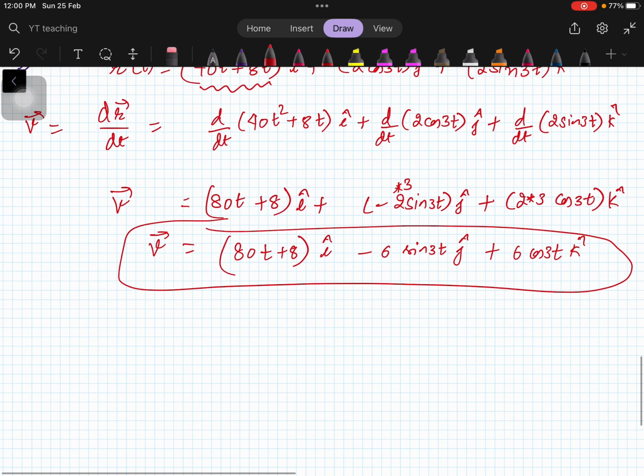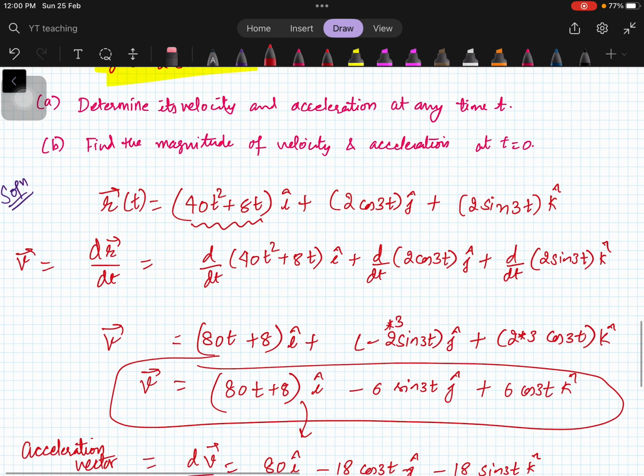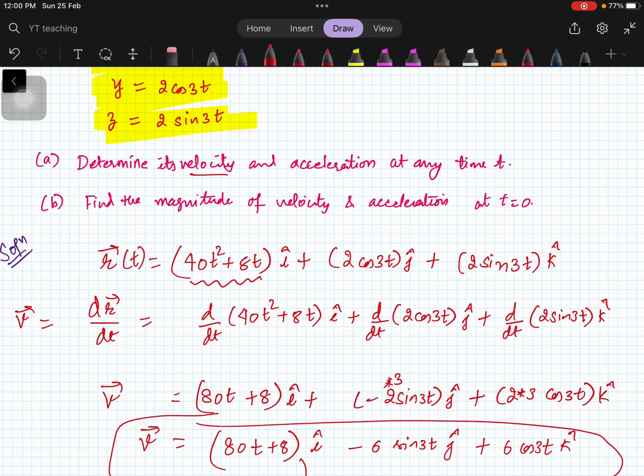Now I am looking for my acceleration vector. That is your rate of change of velocity with respect to time. I'm sorry, I'm writing the double derivative for r. So you just differentiate it once more. You'll get 80 i cap, minus 18 cos of 3t j cap, and then minus 18 sine of 3t k cap. So this is the first thing, find the velocity and the acceleration.